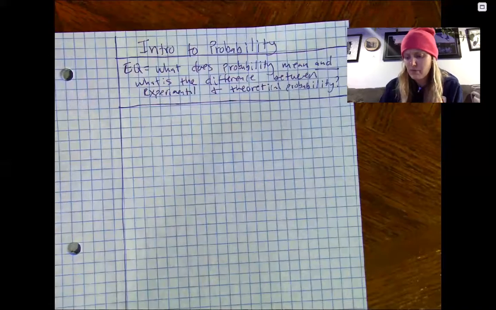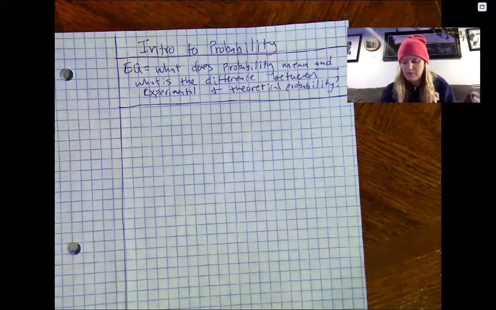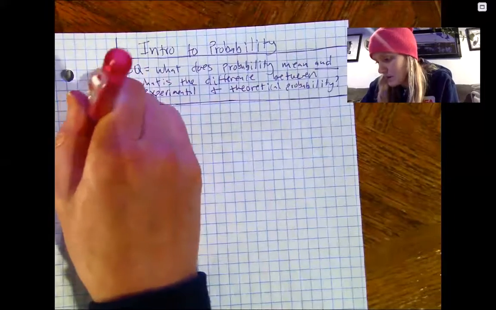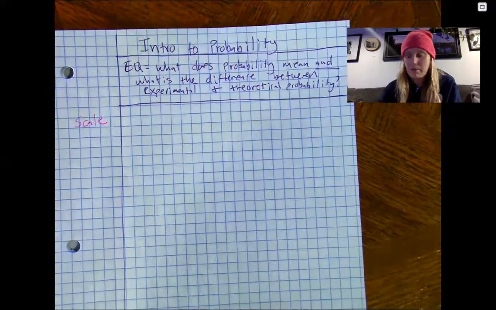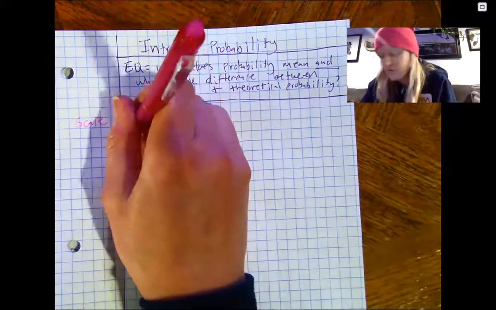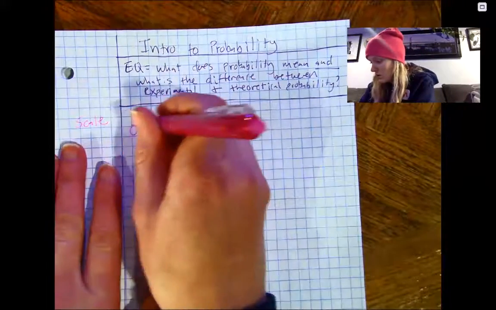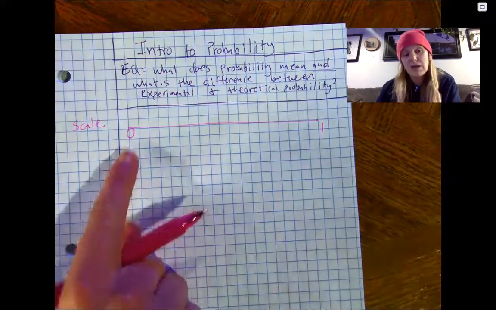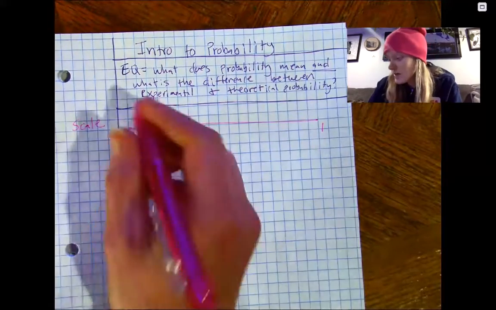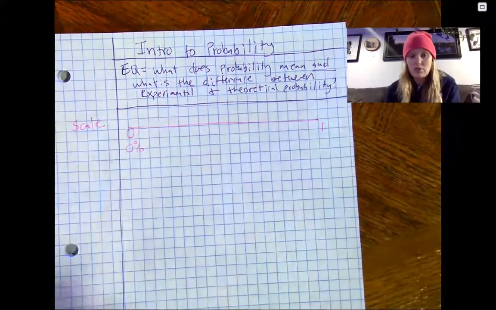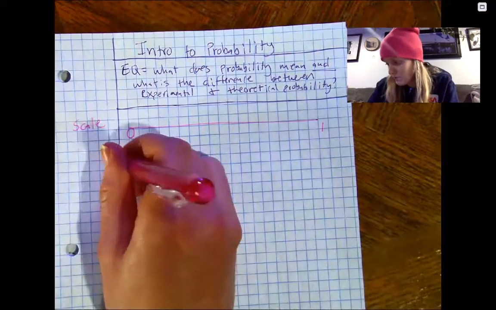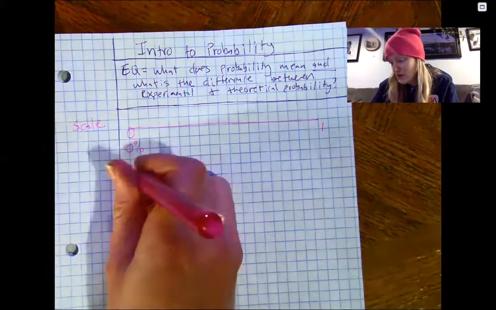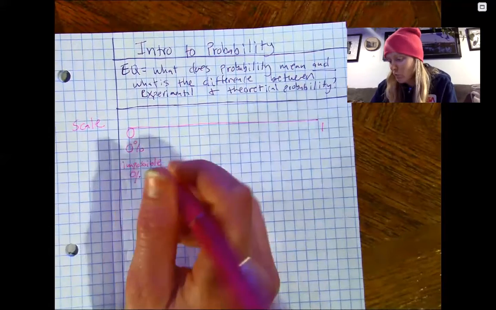All right, so let's get started on probability. There's a scale of probability, and we'll define it, but let's talk about the scale first. Probabilities can go on a scale from 0 all the way to 1, okay? Something that has a probability of 0 means it has a 0% chance of occurring, which means it is impossible. So 0 out of 1 times that it can happen.